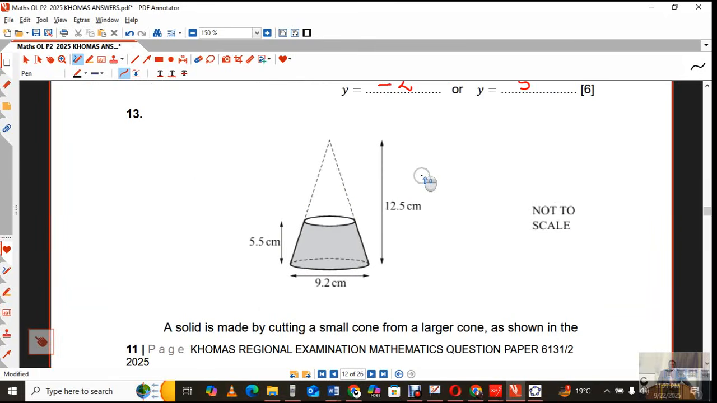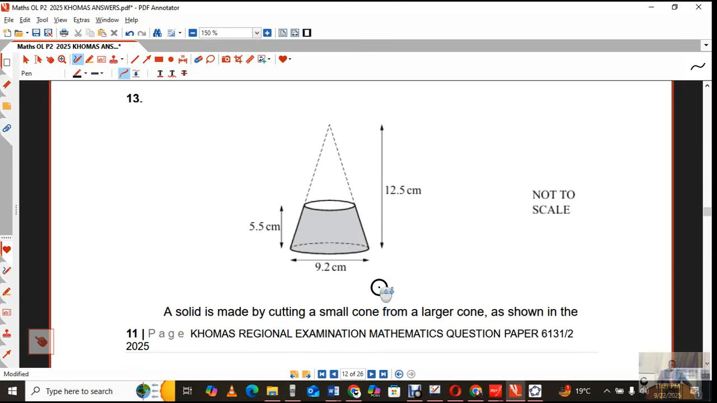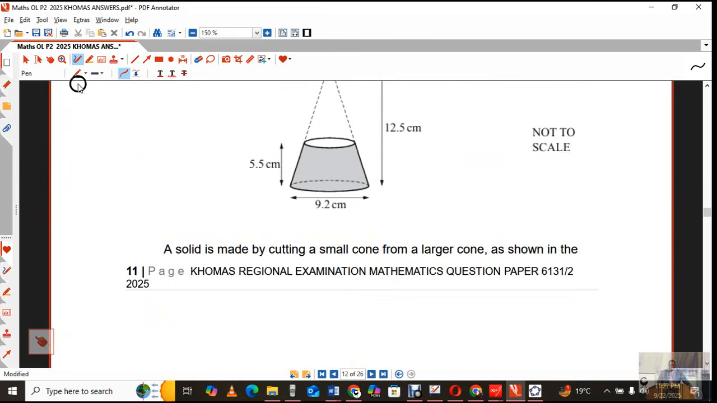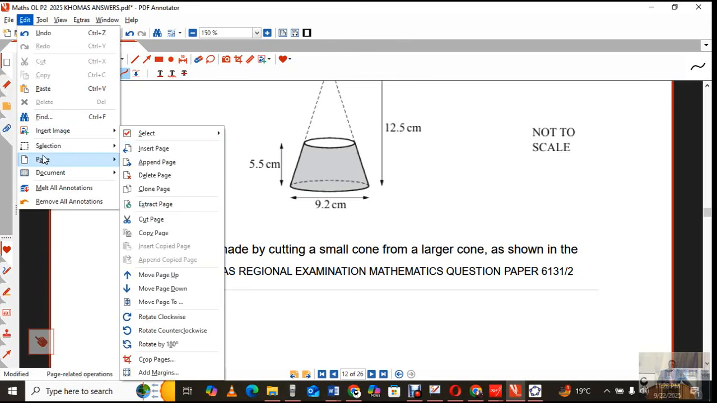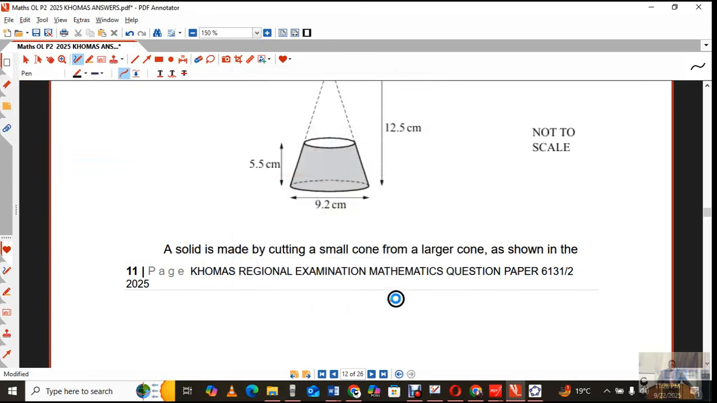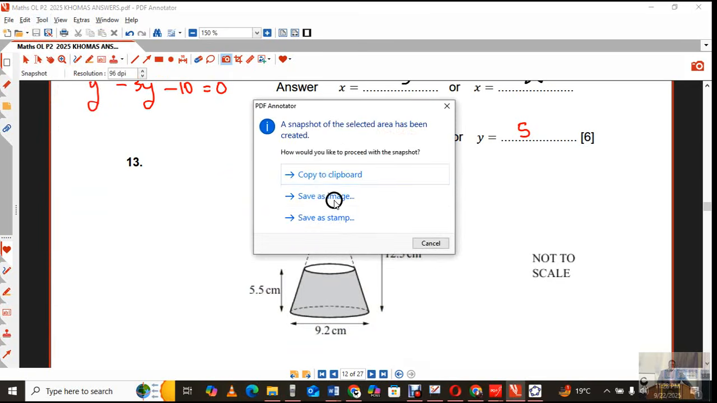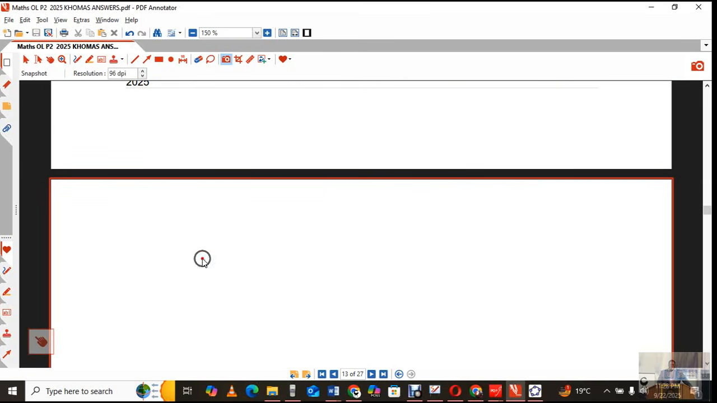Good. Question 13. Now this question deals with similarity. Is it? Nah, not really. It says a solid is made by cutting a small cone. There's a lot going on here. Maybe I should append a page. Just append a page and deal with this question nicely. And also at the same time, let me perhaps bring that diagram in. This diagram is not to scale, so please don't go and measure things. Just paste it over here.